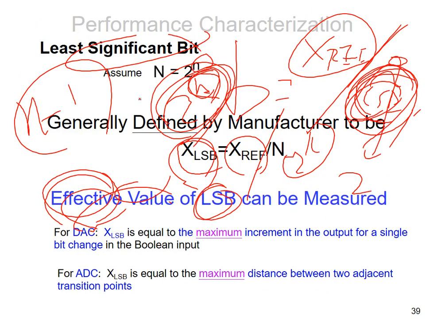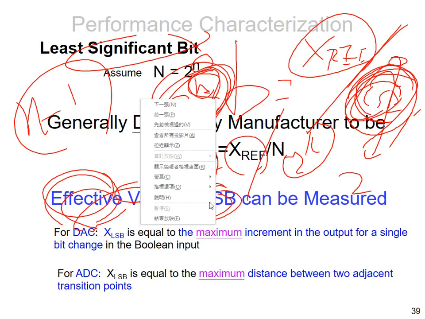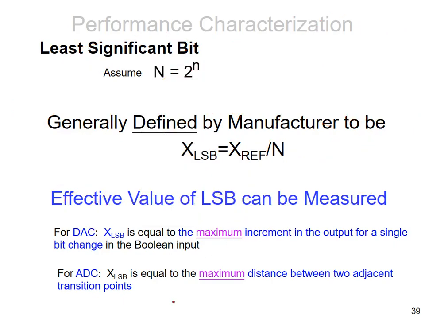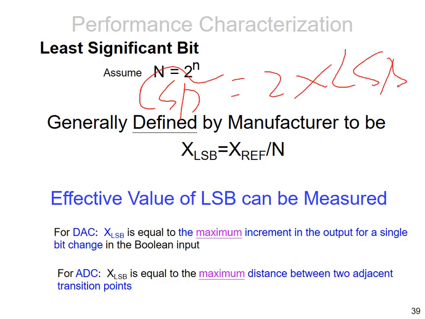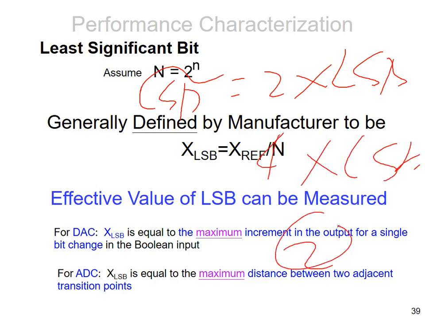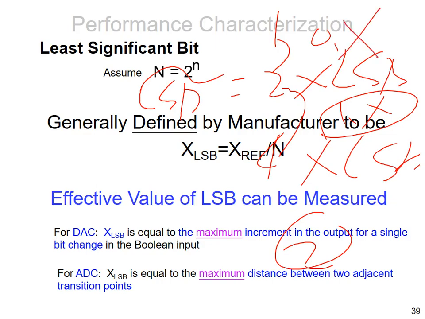Okay? Got it? So you can guess. This is the very important idea. For the real LSB, if it is 2 times larger than the ideal one, you lose 1 bit. If it is 4 times larger, you lose 2 bits. Okay? If it is between 2 to 4, you lose 1 point some bit. If it is between 1 to 2, you lose 0 point some bit. Got it? That is the idea.